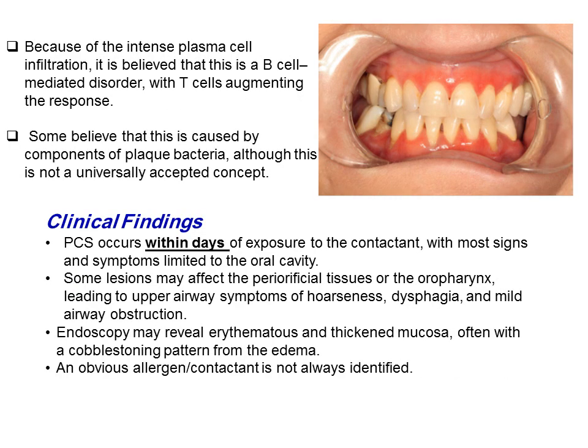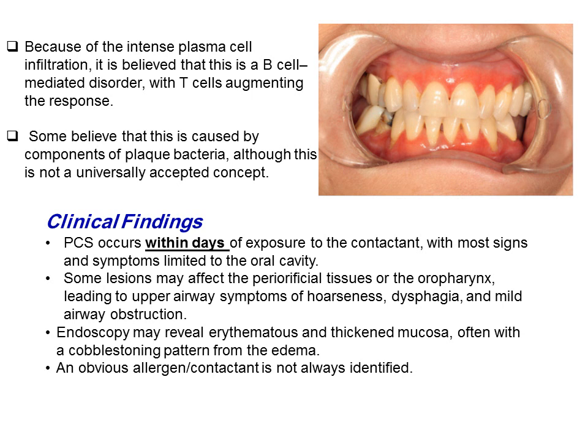Because of the intense plasma cell infiltration, it is believed that it is a B cell mediated disorder with T cells augmenting the response. Some believe that this is caused by a component of oral bacteria, although this is not a universally accepted concept. So this picture shows plasma cell gingivitis. It is a generalized gingivitis of the upper and lower gingiva. So what is the oral finding?